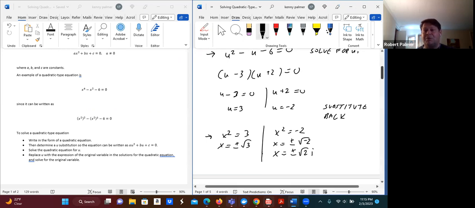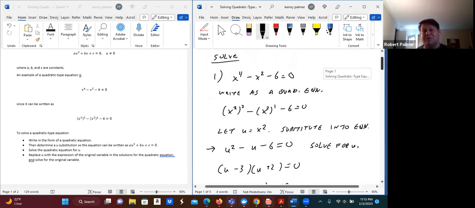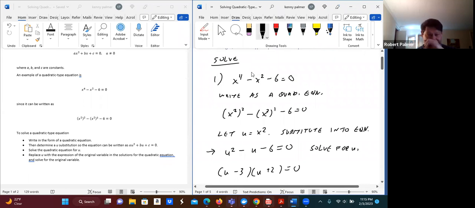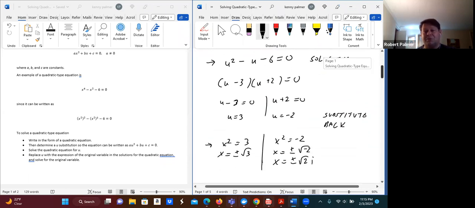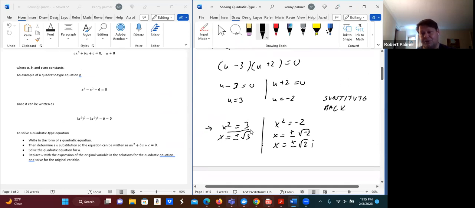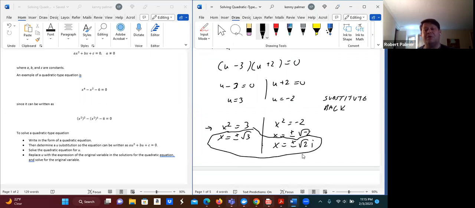Okay. Now, also, one thing I should have mentioned before is since we had this x to the fourth, we typically expect to have 4 solutions, although some of those could sometimes be repeated. So that's what we see here. We have 4 solutions, 2 real ones and 2 imaginary ones: plus or minus the square root of 3, and plus or minus the square root of 2 times i. Okay, so that's basically a quadratic type equation.